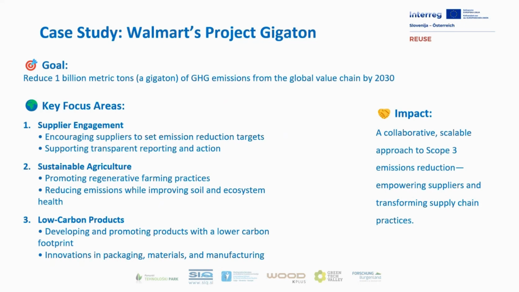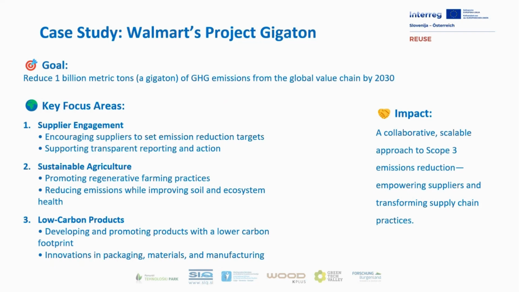First, supplier engagement. Walmart encourages its suppliers to set their own emissions reduction targets and to report on their progress. So this creates a ripple effect, empowering thousands of companies to take climate action. Second, sustainable agriculture. The initiative promotes use of regenerative farming practices, which not only reduce emissions, but also improve soil health and biodiversity. And third, low carbon products.